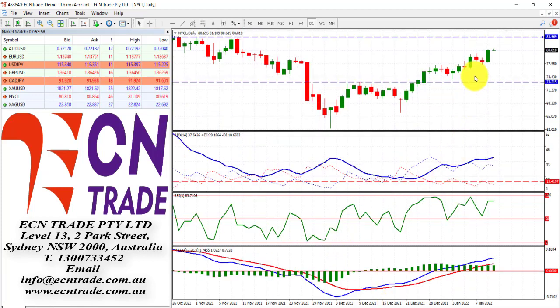Oil's cleared the level of $80 a barrel and now looks towards the highs posted back in October, which is around $83 to $84 a barrel. Holding steadily to the technicals, the market can clearly reach this level if this pattern holds, and then reassess from there.